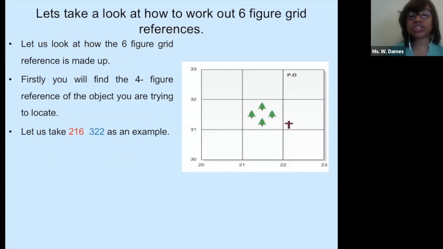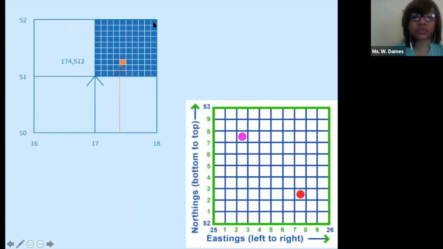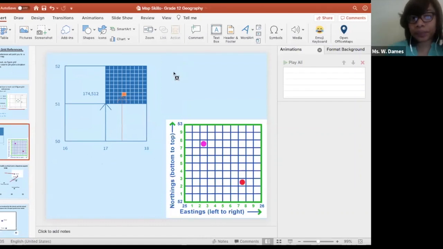So let's just quickly go over some of these. I'm going to go through these with you. First of all, you're going to do the exact same thing that we have been saying. Remember the bottom left-hand corner, remember the eastings first. These are some things I want you to remember, and remember how you write these out as well. So we're going to identify this particular square.